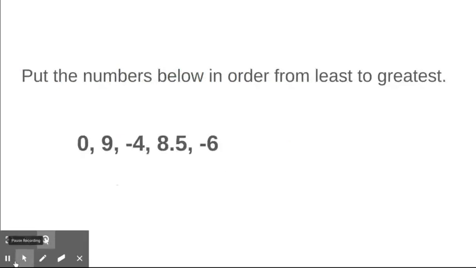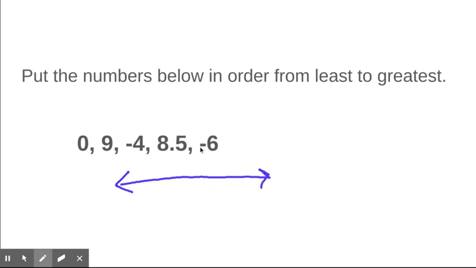For this problem, would you please try putting these numbers in order from least to greatest? All right. Let's work it out together. So I'm thinking of a number line. I see I have a few negative numbers, -6 and -4, and all the other numbers are 0, and all the other ones are positive. So I'm going to start with the negative numbers.